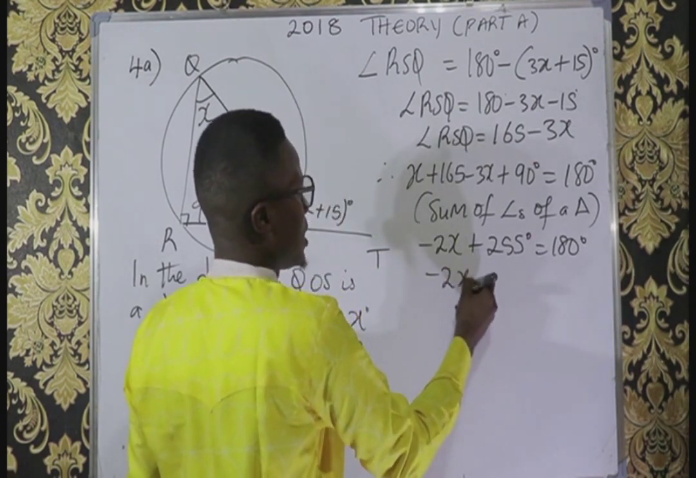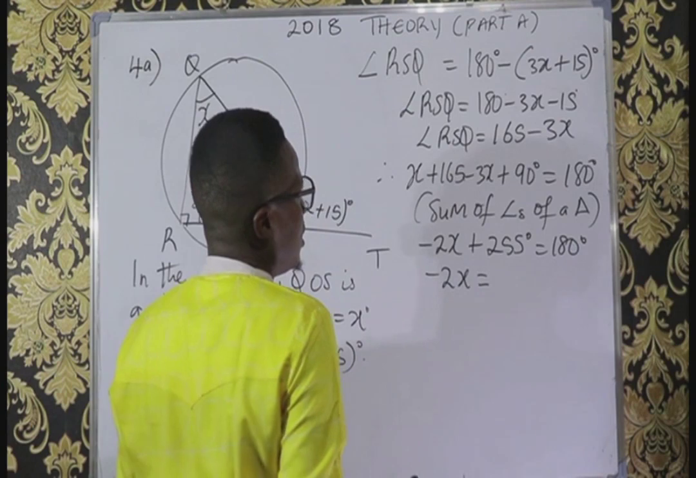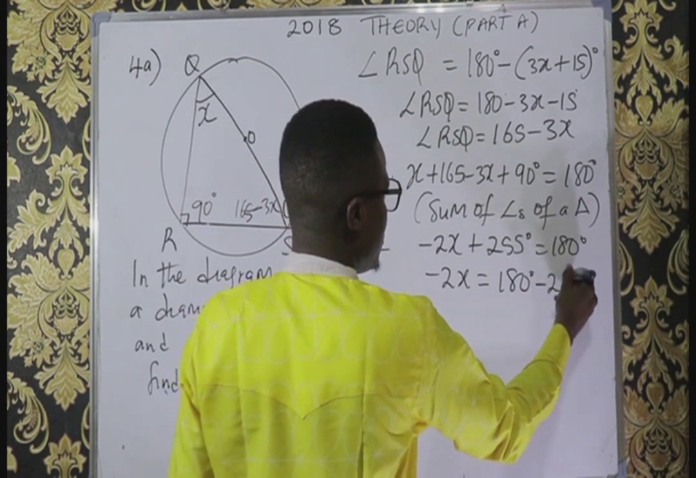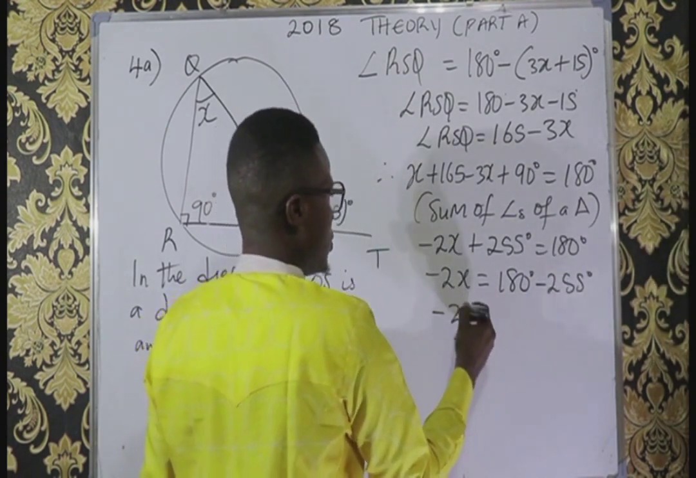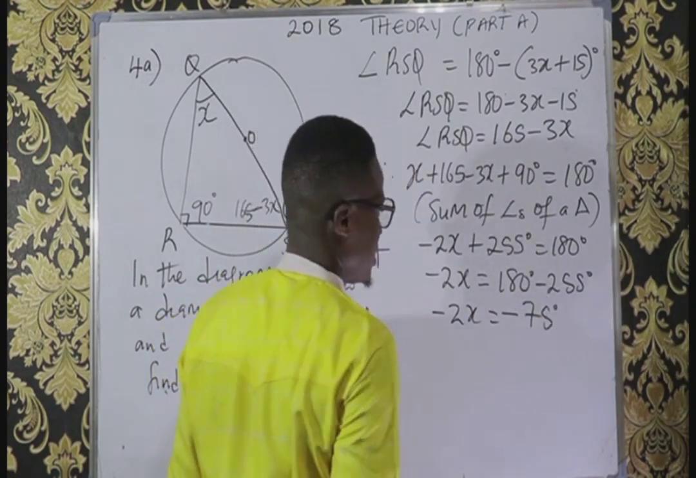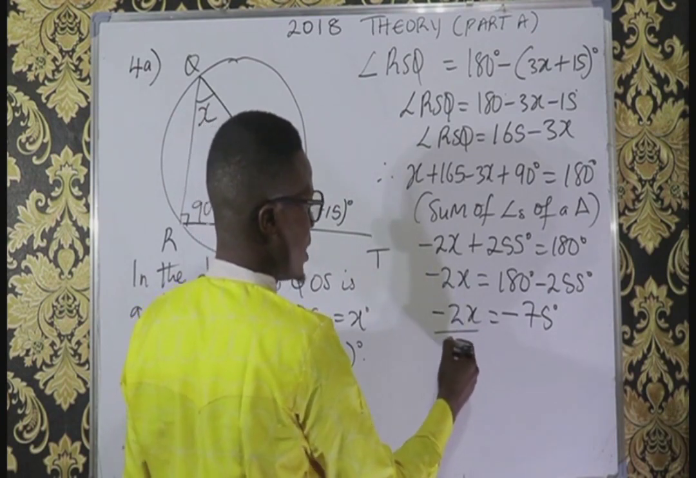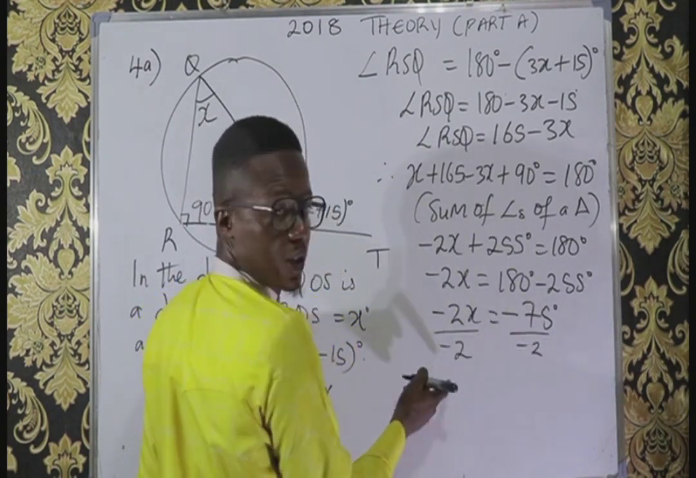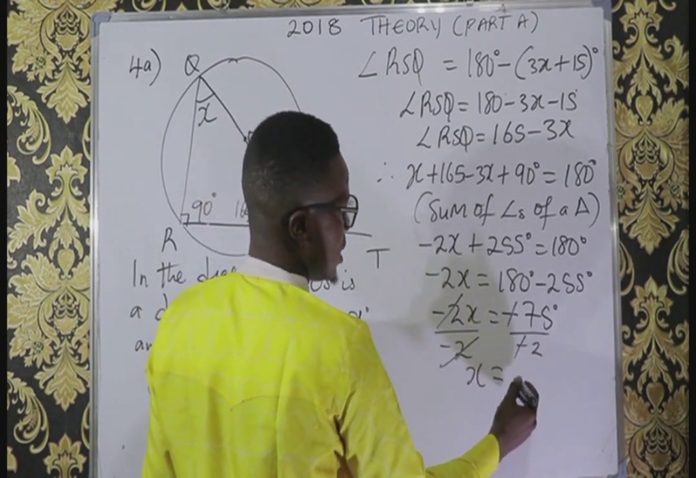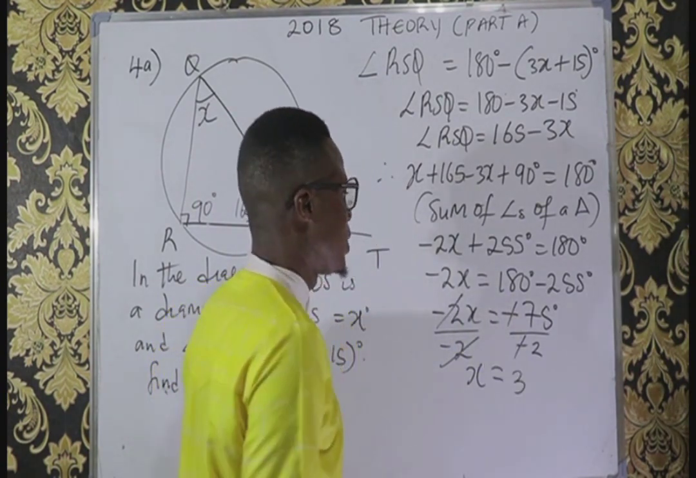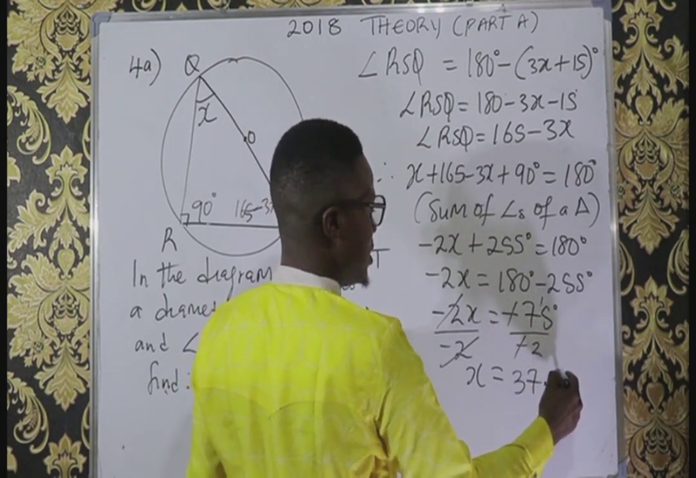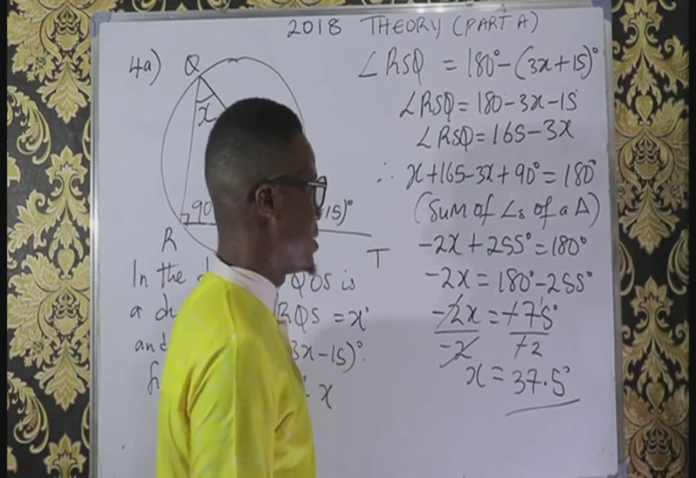So minus 2x will be 180 degrees minus 255 degrees. When I subtract, I will get minus 75 degrees. To get the value of x, I will divide both sides by negative 2, the coefficient of x. This cancels out. Minus cancels minus. So x will give us 37.5 degrees. That's the value of x.